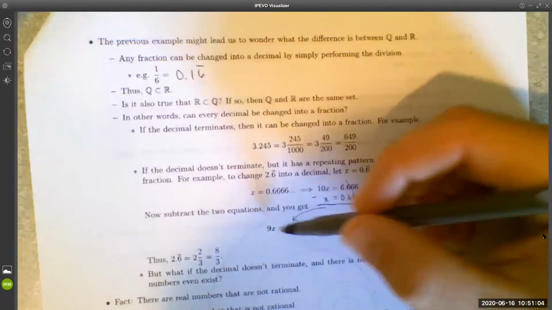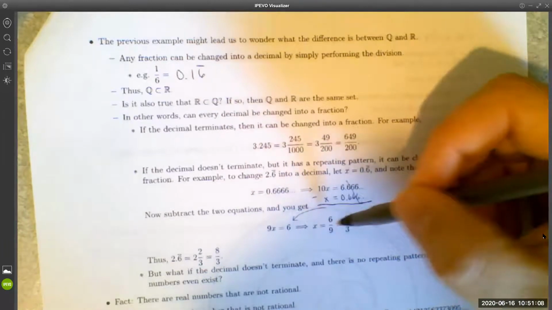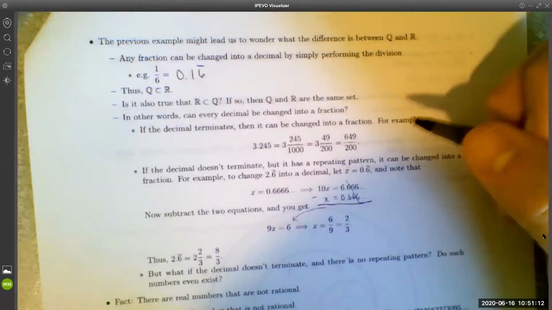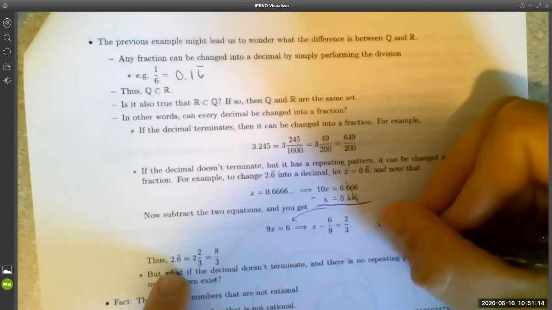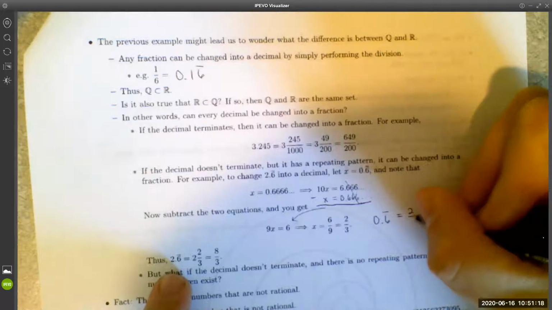Well, so then you can solve for x, right? You can divide by 9. You get x equals 6 over 9, which is equal to 2/3. So that means that 0.6 repeating on and on forever is just equal to 2/3.